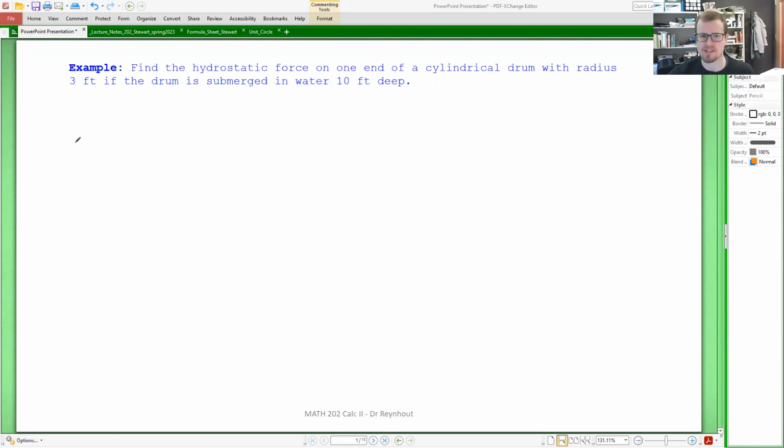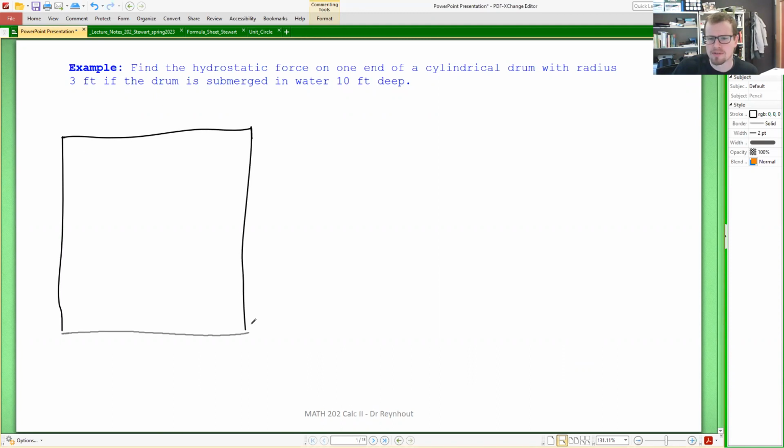So let's draw the scenario as best as we can. I want to start off with our area that we're working within. So here is our view of the lake or whatever this drum is submerged in. And let's go ahead and say it's 10 feet deep. So we want this to be 10 feet. Excellent, so that's 10 feet. And if we have a radius of 3 feet, then that drum is actually going to be about 6 feet. So that's a little over halfway.